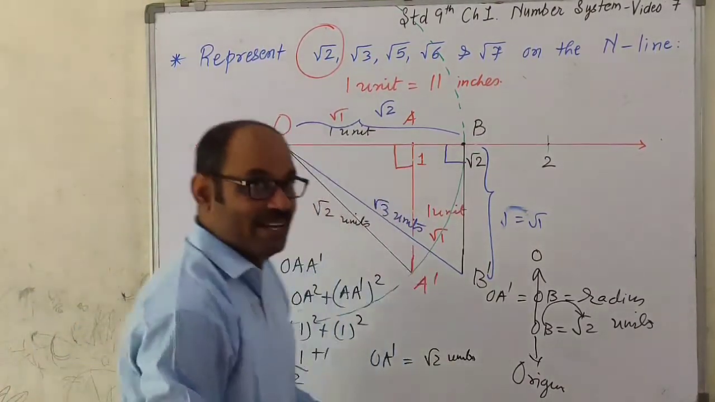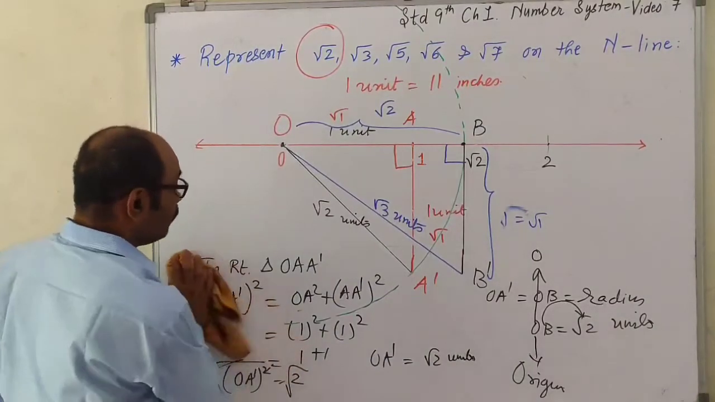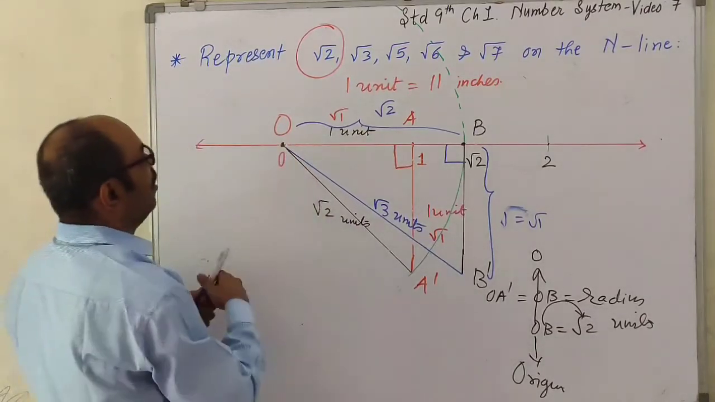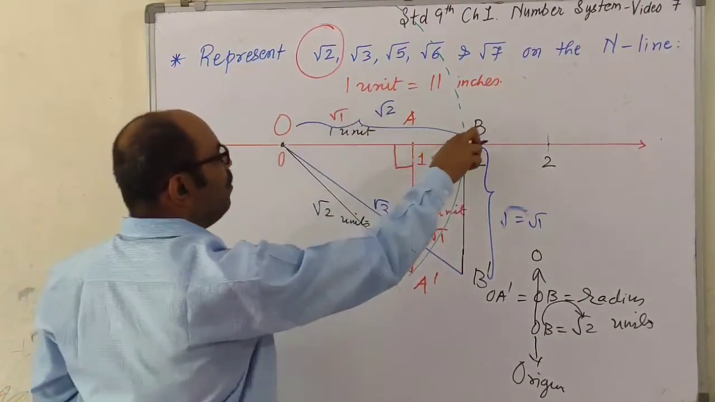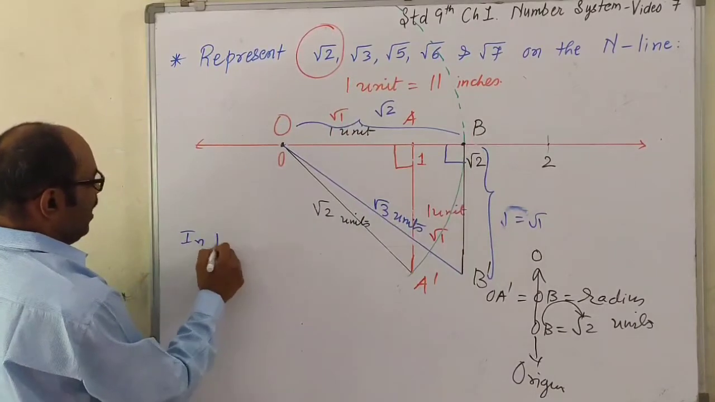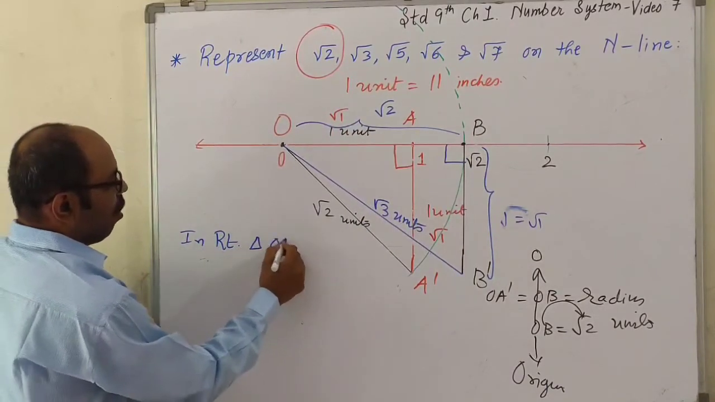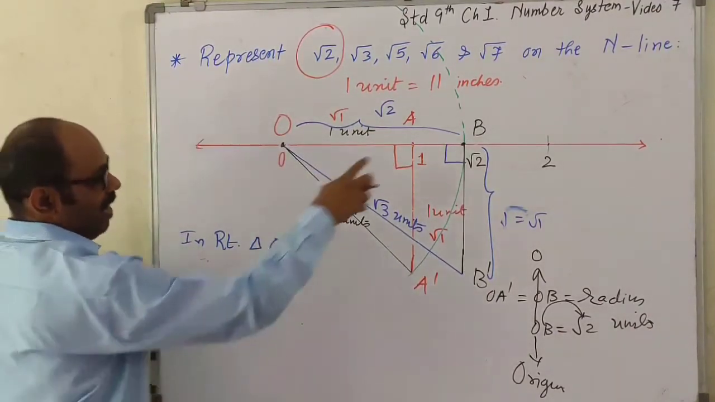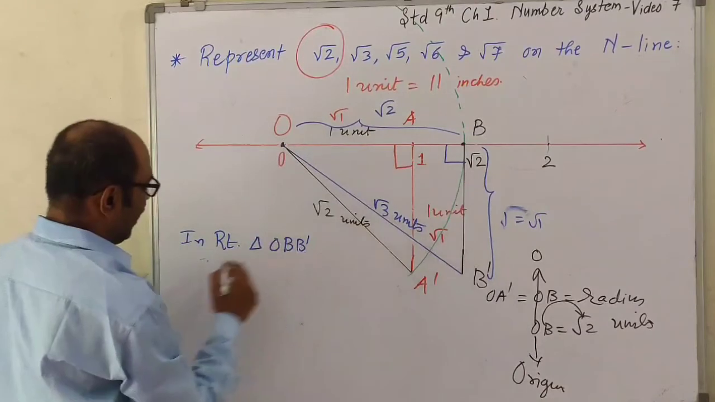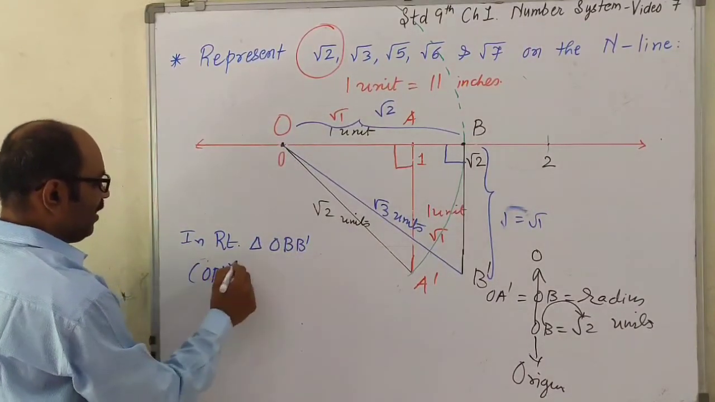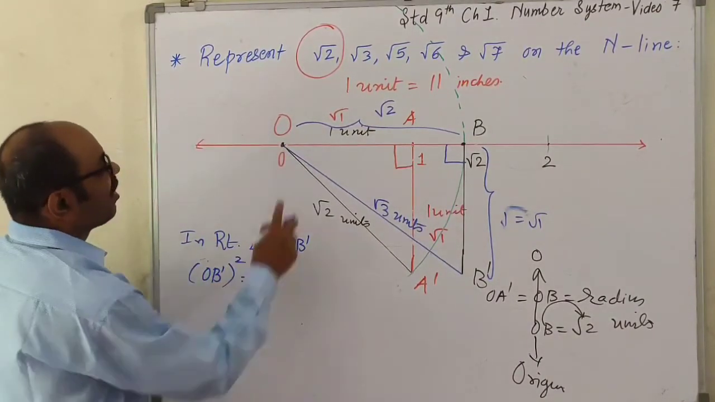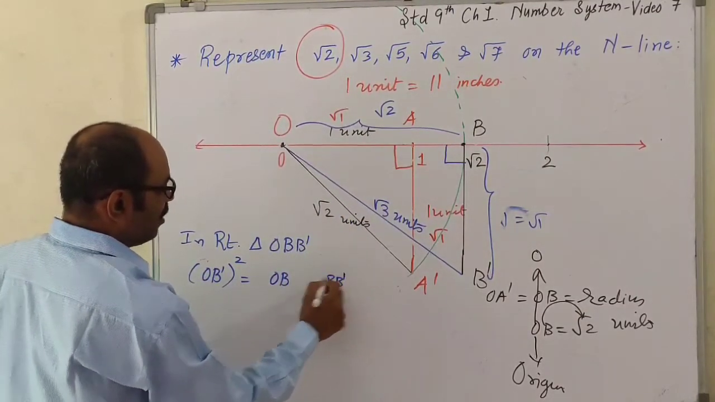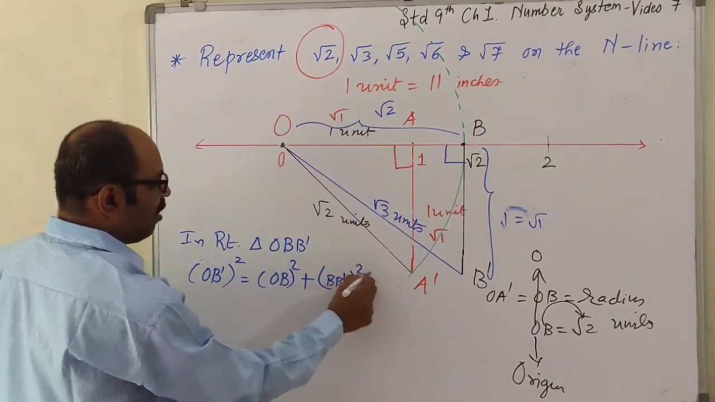All right. Fine. So I will show that also now. Using Pythagoras, I am going to show. Now, which is the triangle? In right triangle OBB dash, how did you get OB dash equal to root 3 units? Well, the right angle is at B, so the opposite side is OB dash. According to Pythagoras, OB dash square is equal to the square of the two sides forming the right angle, OB and BB dash.